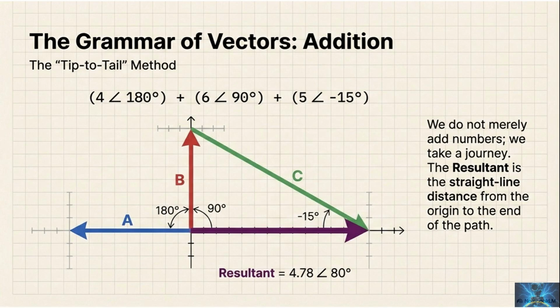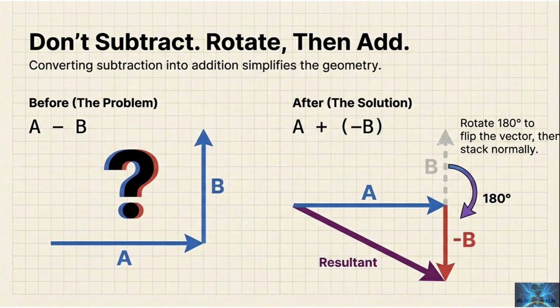The grammar of vectors, addition, tip to tail. Phasor math is vector math. To add phasors, we don't add the numbers directly. We place the tail of the next vector at the tip of the previous one, tip to tail, and then draw the resultant from the origin to the final tip. The key insight is that we're taking a journey, and the resultant is the straight line displacement from start to finish.